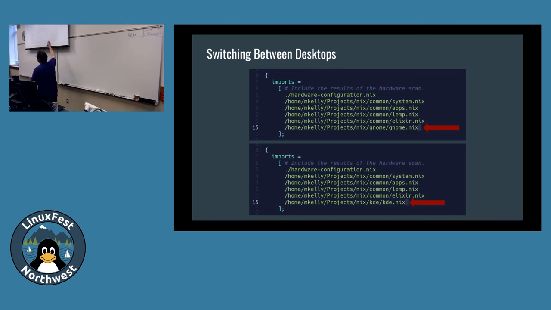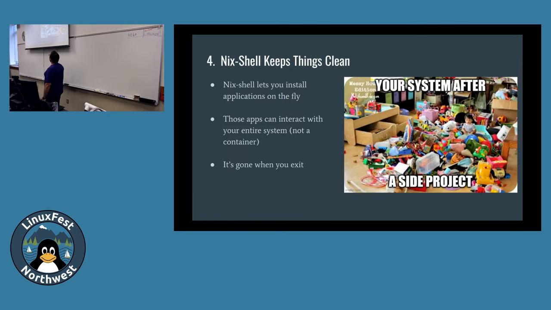So as you can see, what would it take for me to switch this laptop right here from GNOME to Plasma 6? I literally would have to just change GNOME to KDE. Rebuild, reboot, I'm on Plasma 6. With all my applications, with all my services, with all my stuff, all there. It's the best of distro hopping without the pain of distro hopping.